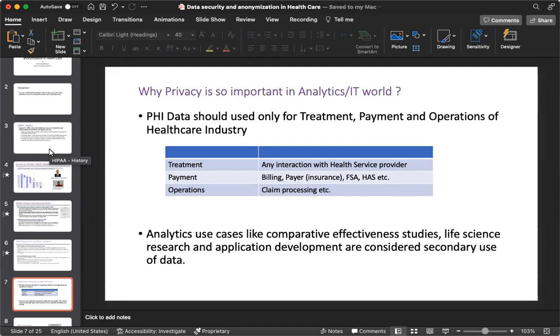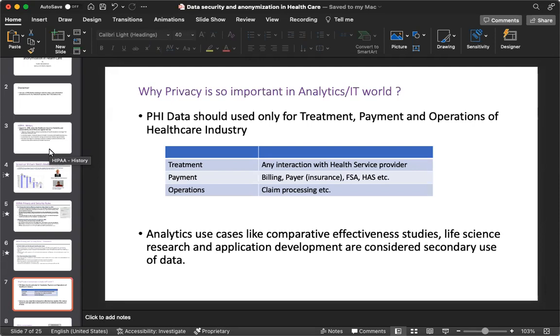Treatment: any health service provider, the nurse, doctor, or nurse assistant, anyone can take a look at the data while treating you or helping you. The second one is payment, like a billing provider. If you have any dispute in your amount, at that time they can look at the data, and also your health savings account and flexible savings account. The operations things are like computer operations, claim processing, and so on.